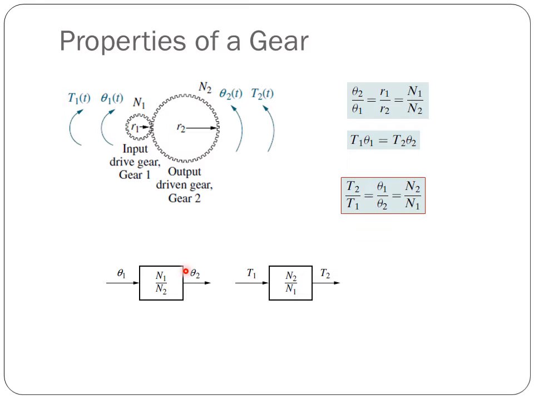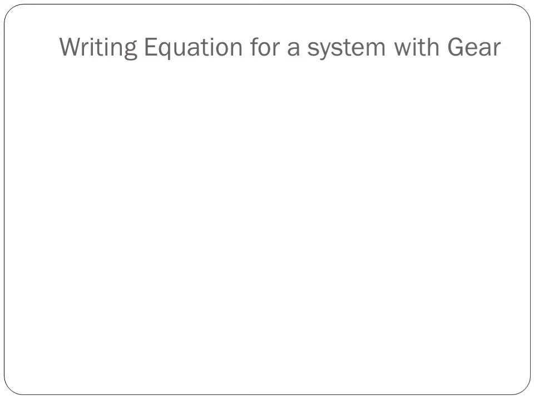Initially, if N2 by N1 is much higher, the torque will increase, but on the other hand, theta 2 will decrease. If N2 by N1 is much higher, then N1 by N2 will be much lower than 1. That means the speed will be very low, but torque will be very high, so the truck will start to move. This is how gear works.